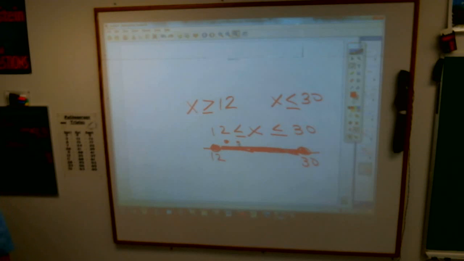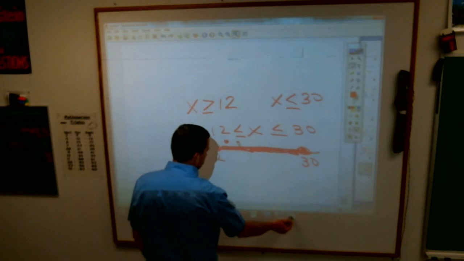Compound inequality. I can tell you're very excited about that. More than usual.